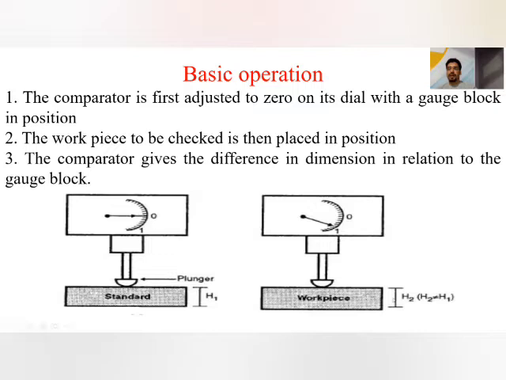And if h2 is greater than h1, then what will happen? The comparator will show you a positive reading. It means there is some extra material in the workpiece more than the standard. So this is how the basic operation of the comparator takes place.